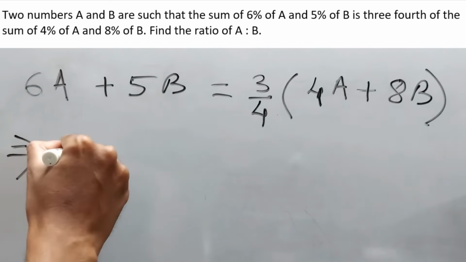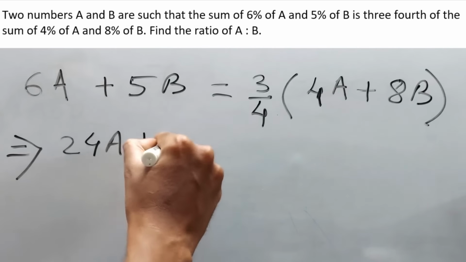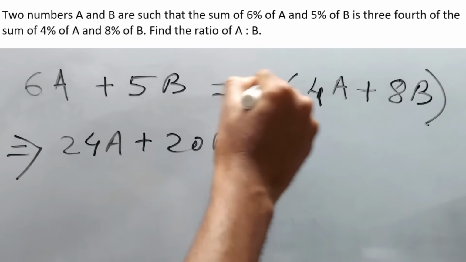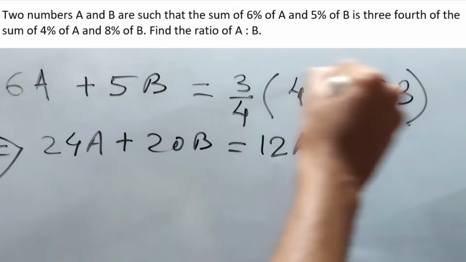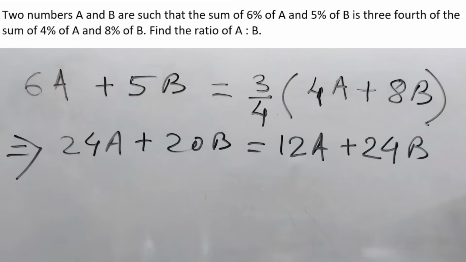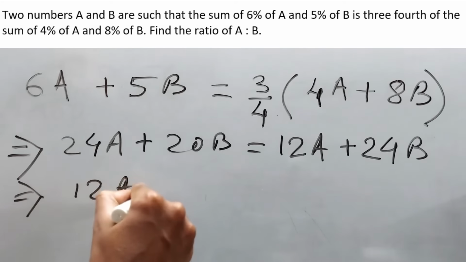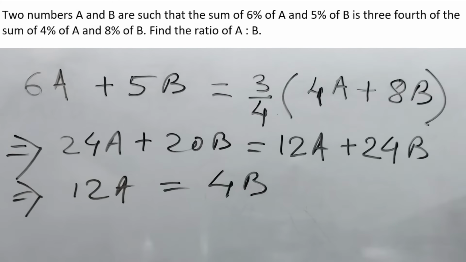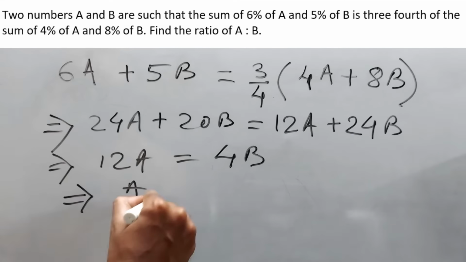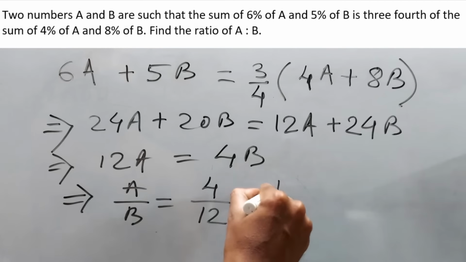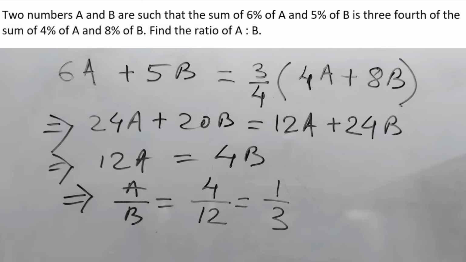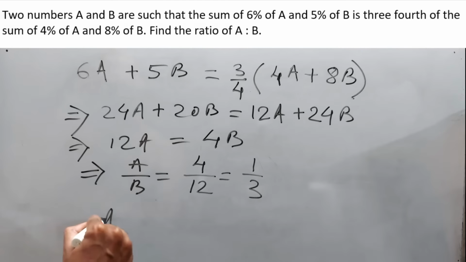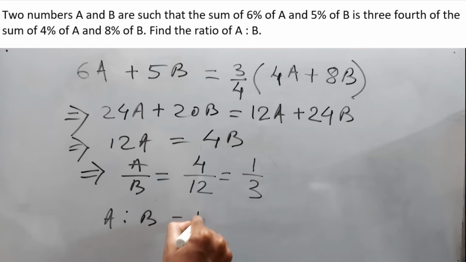So if we multiply this, 24A and this is 4 into 5 is 20B is equal to 3 into 4 is 12A, 3 into 8 is 24B, right? So if we solve this differently, we'll get 12A, right? Okay, 12A and B, this is 4B, only 4B, right? 12A and 4B. A by B is equal to 4 by 12, which is equal to 1 by 3, right? So the ratio will be A is to B is 1:3. Simple.